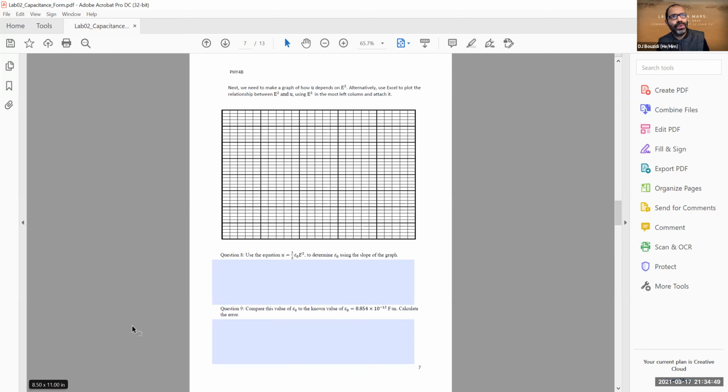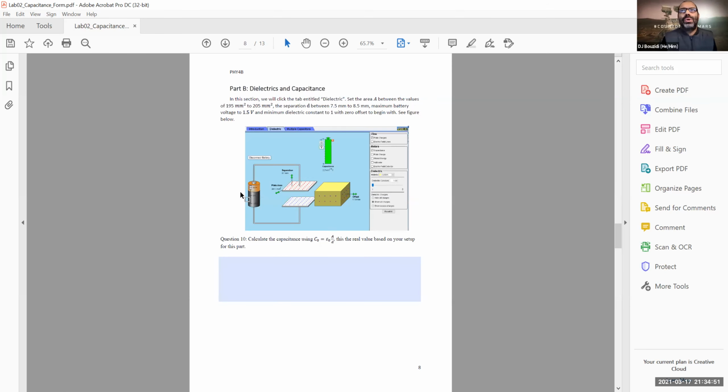Yes? Very good. So now we're going to go to the dielectric. Remember, we didn't really do a lot with the dielectric in class. So in this section, we will click the tab entitled dielectric, and set the area again between 195 to 205. So don't put 200 in the area. The separation D should be about 7.5 millimeters to 8.5 millimeters between the two plates. So it's kind of wide, to be able to squeeze this material between them.